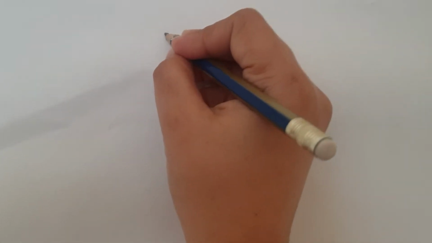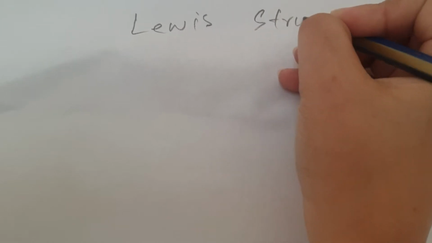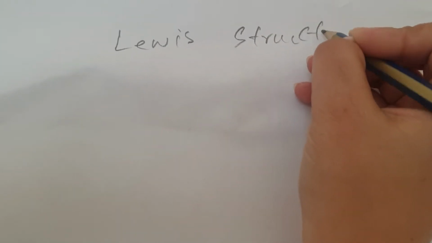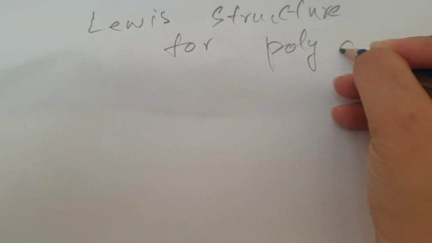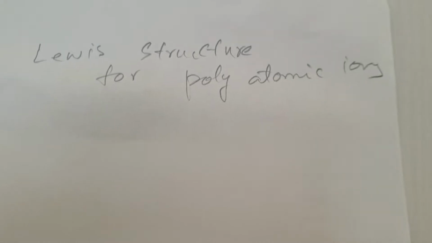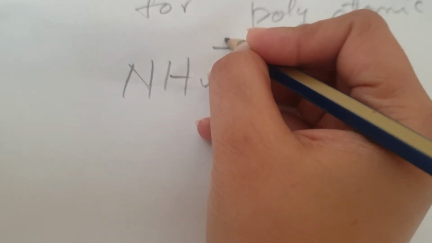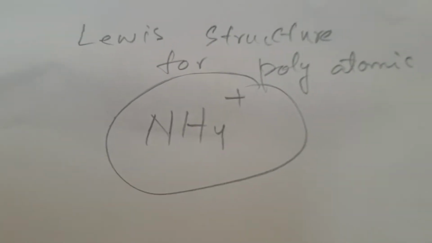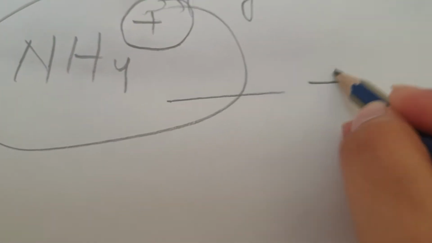Okay, we are going to study now how to draw Lewis structures for polyatomic ions. Because we know already what polyatomic ions are, and we know that polyatomic ions have a charge. So first of all, you need to check what charge the polyatomic ion has. For example, this one, NH4, has a positive charge.